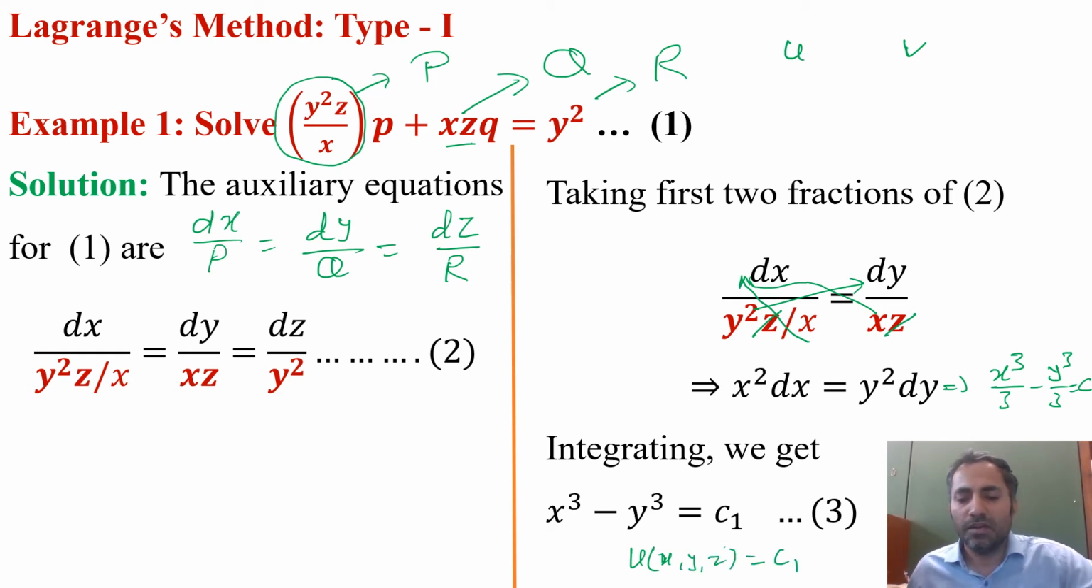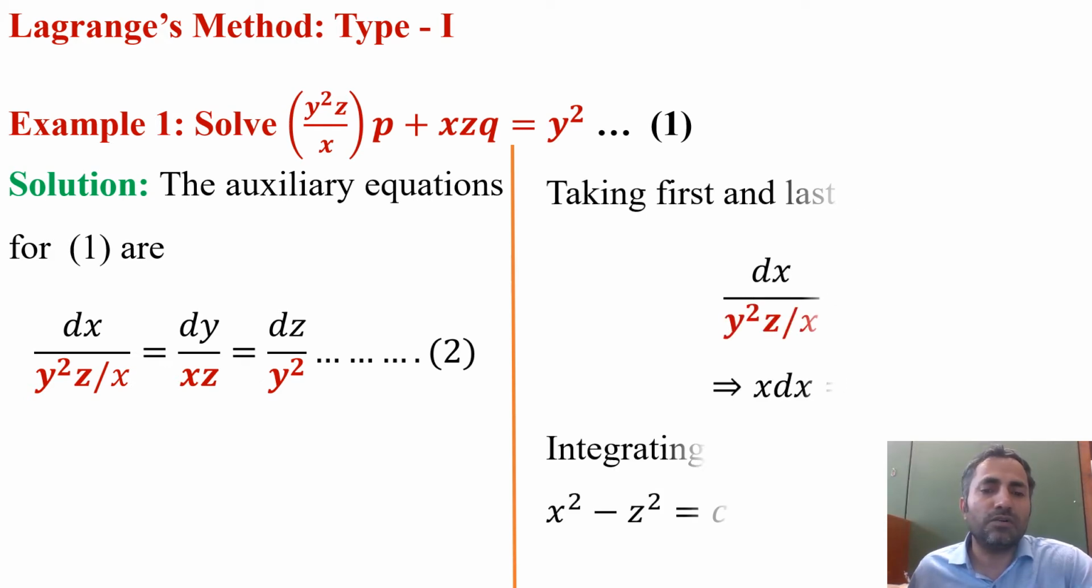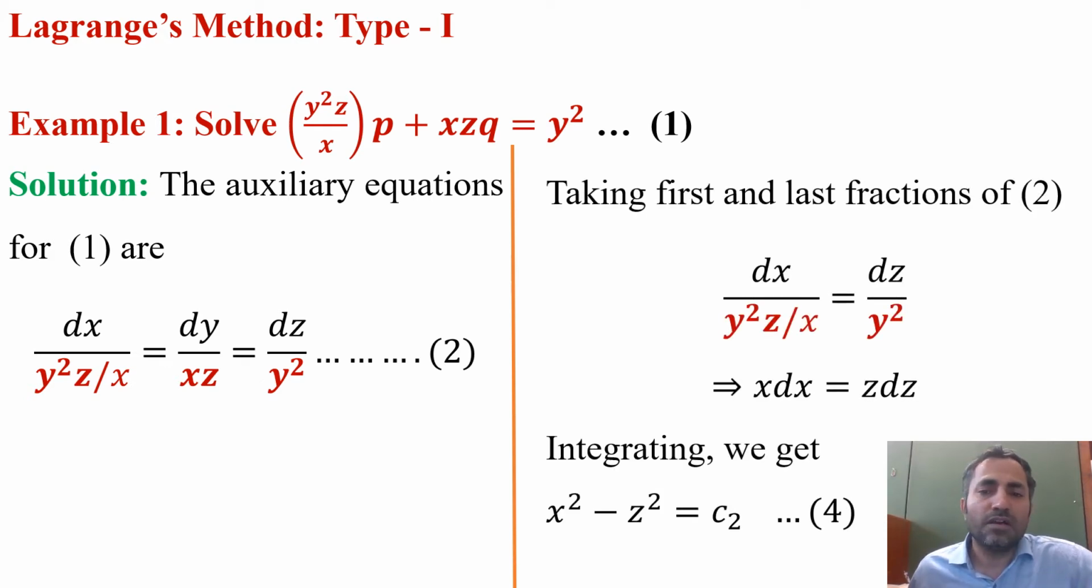So the first solution of this differential equation, u of x, y, z, that we have obtained, is c1. Now come to the next. Any two fractions you can select here, so you can check the auxiliary equations. For the auxiliary equation, we can take the first and last fraction; if feasible, you can take the second and last as well. The first and last fraction here are dx upon y square z upon x and dz upon y square.